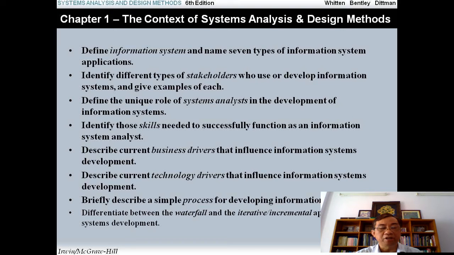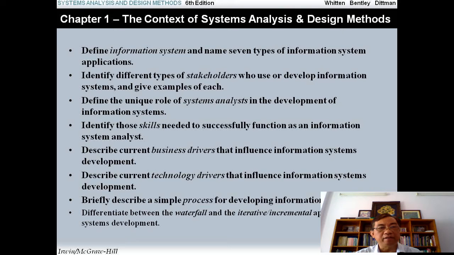I will define the unique role of system analysts in the development of information system. I will identify the skills needed to successfully function as an information system analyst. I will describe current business drivers that influence information system development. I will describe current technology drivers that influence information system development.